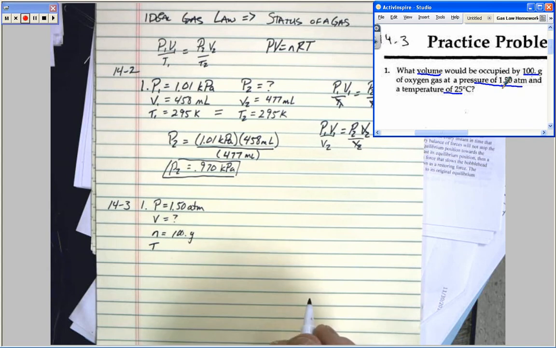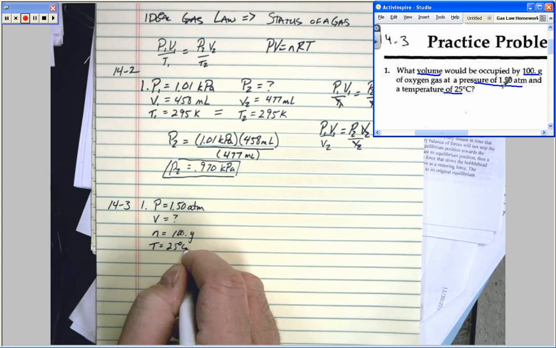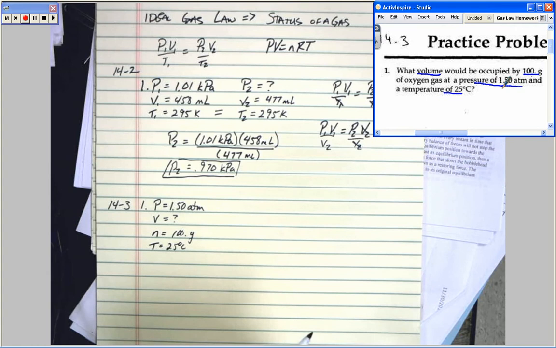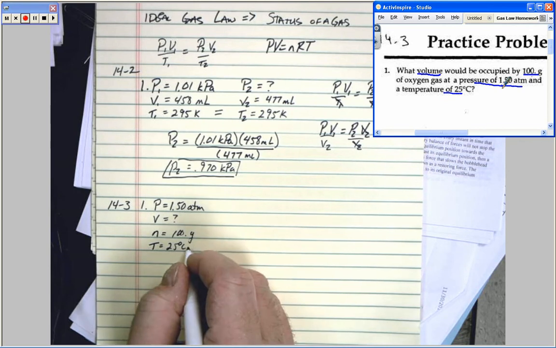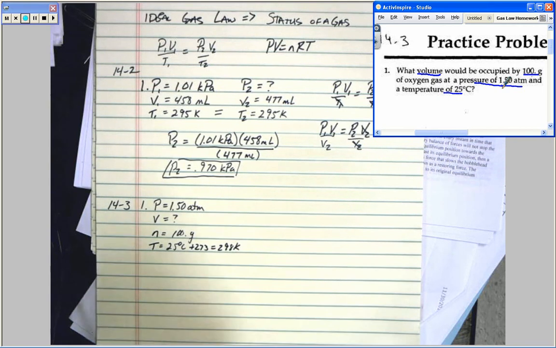Still to three significant figures. We are capable of figuring out our number of moles from our grams of oxygen. We'll get to that back in a sec. And our temperature is 25 degrees Celsius. Okay, that should also send off a red flag. Celsius, we don't like Celsius. We've got to convert to Kelvin. So this is 298 Kelvin.